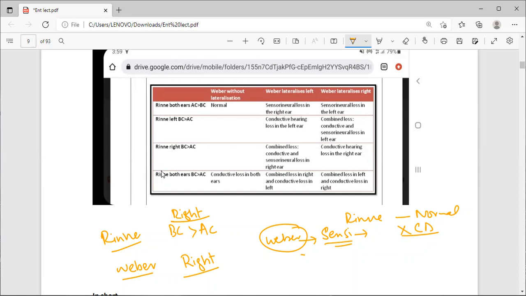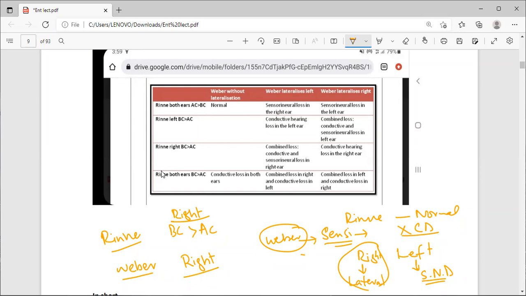Now they did the Weber test and the right is more than the left. Very good. So there is lateralization on the right and there is no lateralization on the left, which means that your left is having sensory neural deafness because you cannot hear properly on the left ear, but you can hear very much or loud on the right ear.